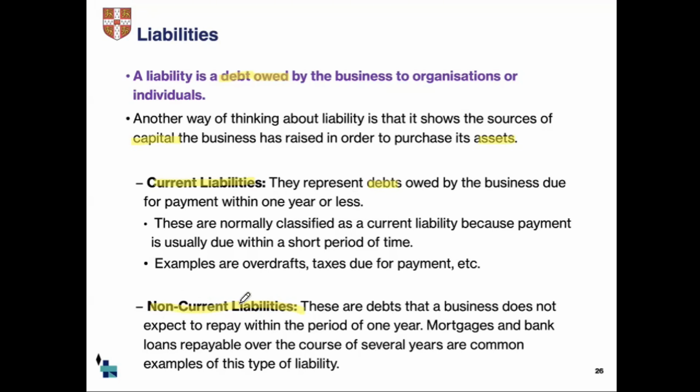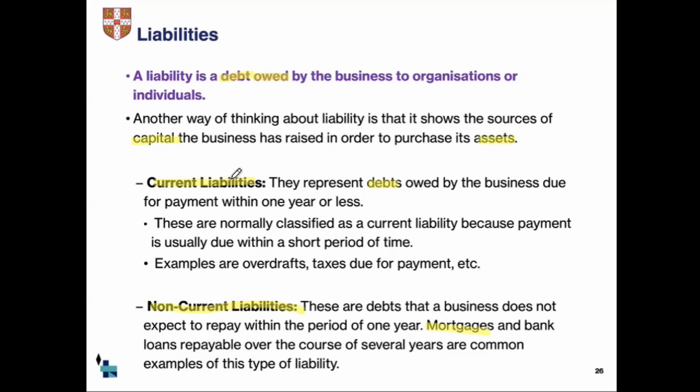So there are some debts, some owings that the business owes, which are long-term. For instance, if the business takes a loan to acquire some buildings, it will take a mortgage. This mortgage takes a very long time: 5 years, 10 years, 15 years. Some can take 30 years to repay. And some bank loans are also repayable over a long period of time.